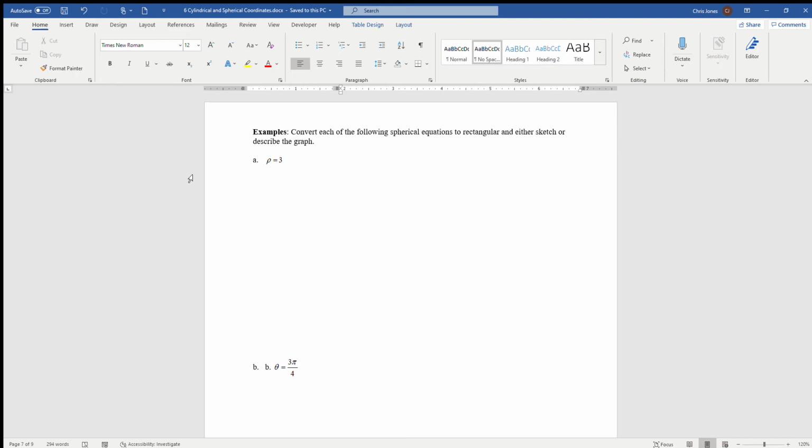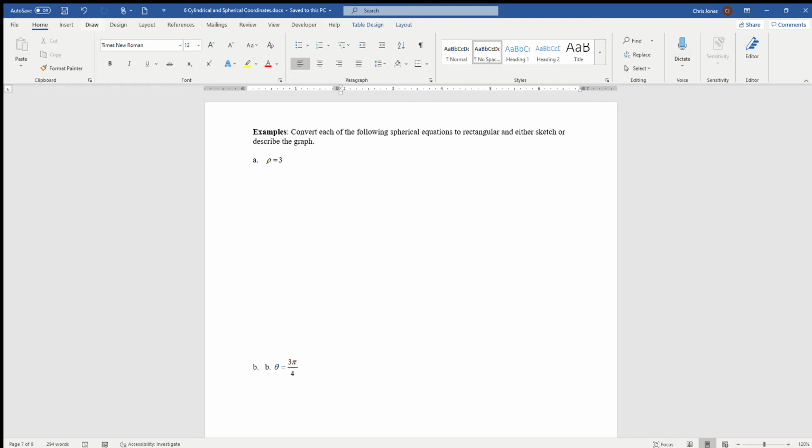In this last video, what we're going to do is try to convert some of these spherical equations to rectangular equations to make it a little easier to understand what they might look like. Some of the techniques we used to convert cylindrical are going to be used for spherical. Case in point, we have this rho equals 3.